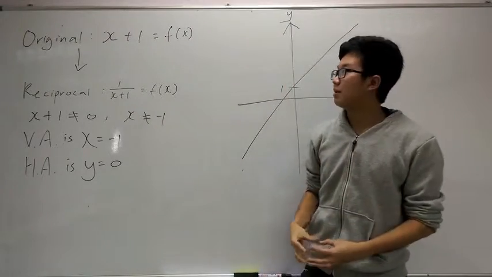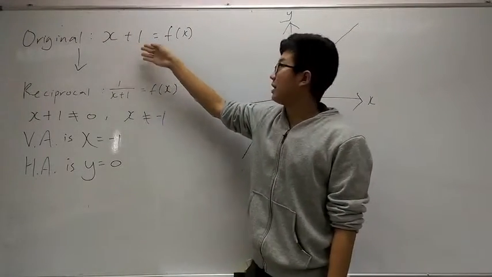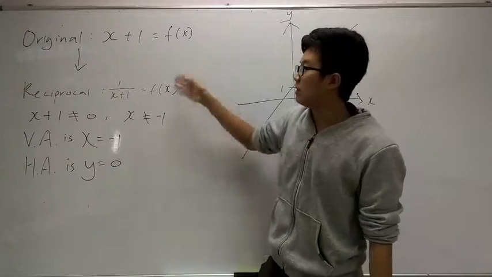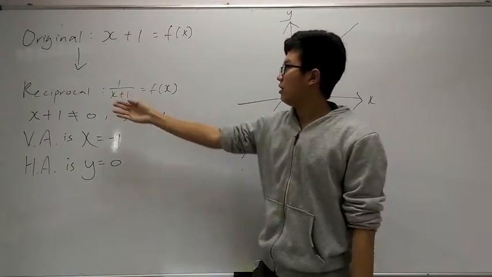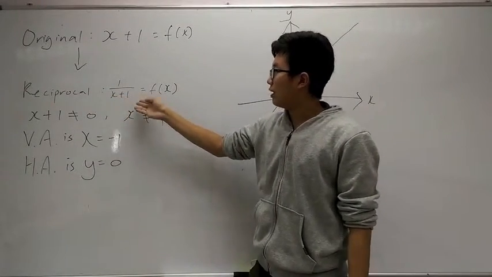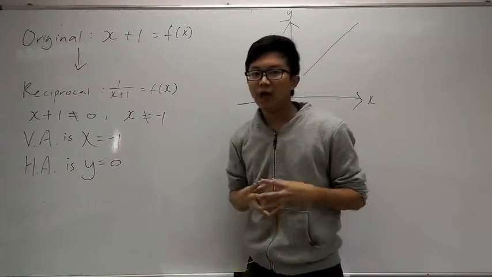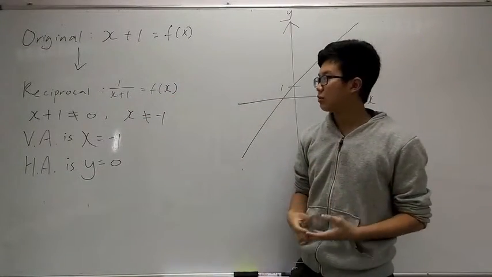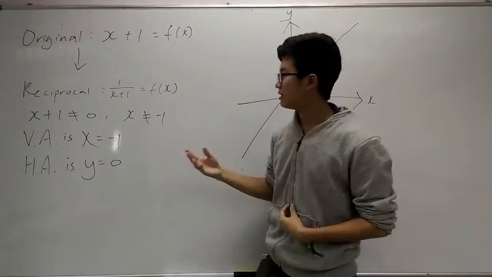Here we have an example. If the original function is f(x) = x + 1, then the reciprocal function will be f(x) = 1 over x + 1. How do we find the vertical asymptotes and the horizontal asymptotes? Just by looking at the graphs. Here's how we do it.